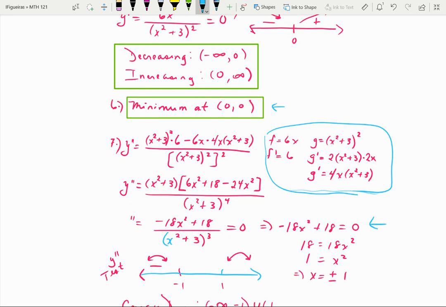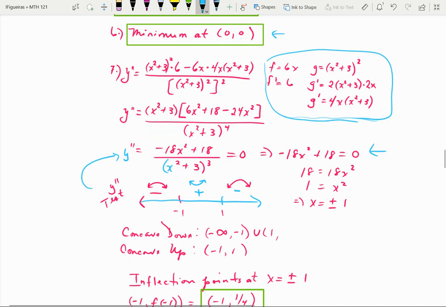And so now we have to pick test points to the left of negative 1, between negative 1 and 1, and to the right of 1. And we are plugging in here to determine our sign. So if you pick something less than negative 1, you get a negative result. If you pick something between negative 1 and 1, you get a positive result. And remember, positive means it's concave up. And if you pick something greater than 1, you get another negative result, and that is concave down.